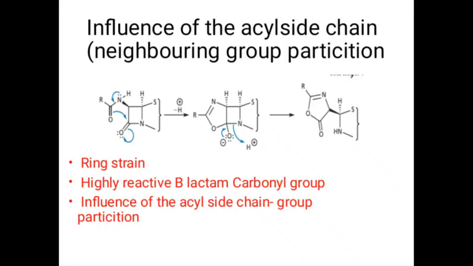Number 1, ring strain, a highly reactive beta-lactam carbonyl group; and the influence of the acyl side chain group participation. Now, listen to me, okay? Follow closely. Nothing can be done to the first 2 factors. Ring strain, highly reactive beta-lactam carbonyl. Nothing can be done to that. Only the 3rd factor, which is influence of acyl side chain group participation. The task that we have is reducing the amount of neighboring group participation taking place.